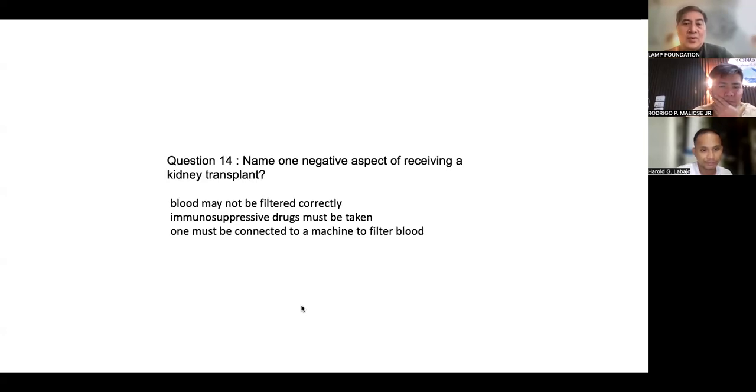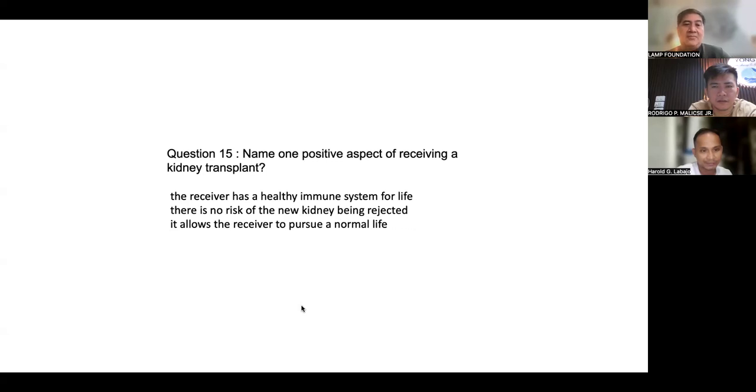Name one negative aspect of receiving a kidney transplant. Immunosuppressive drugs must be taken. Name one positive aspect of receiving a kidney transplant. It allows the receiver to pursue a normal life.